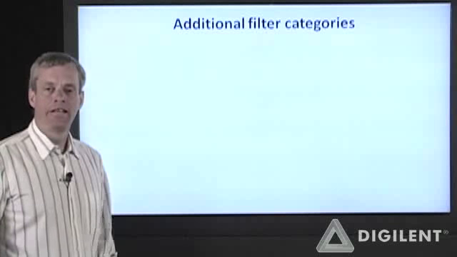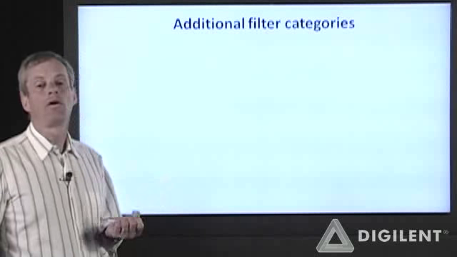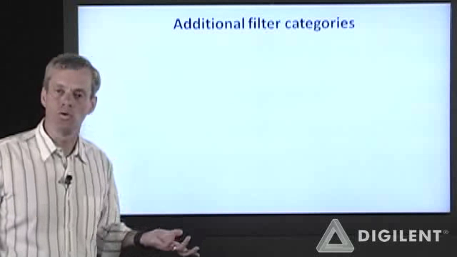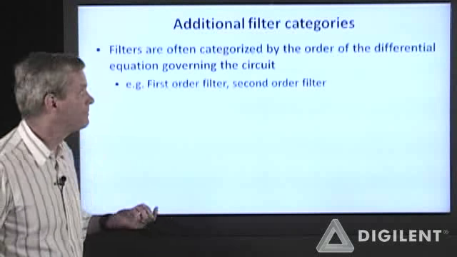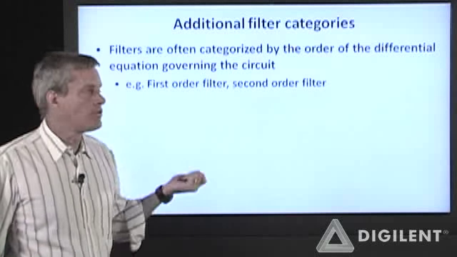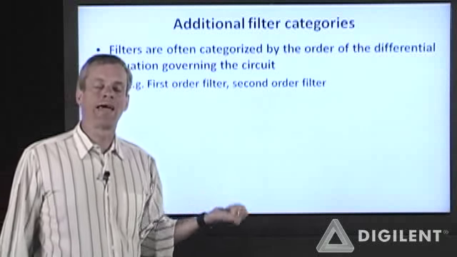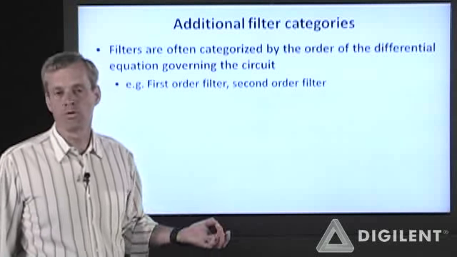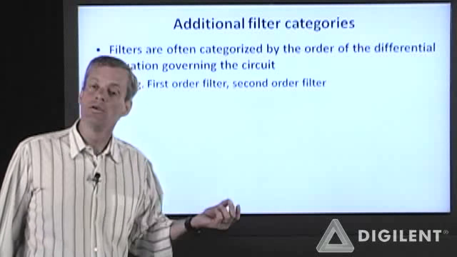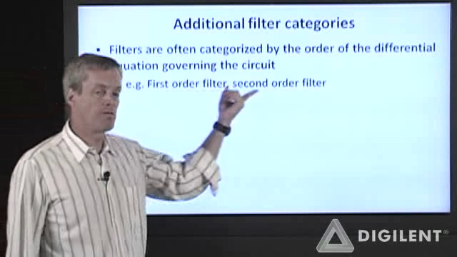Now, I mentioned earlier that in this course we're only really going to be worried about low-pass and high-pass filters. There are other filter types, however. I want to mention some of the terminology used relative to those types of filters. Filters are often categorized by the order of the differential equation governing the circuit. Remember when we were analyzing time domain circuits, we did first order circuits, we did second order circuits, and we briefly did higher order circuits using state variable models.